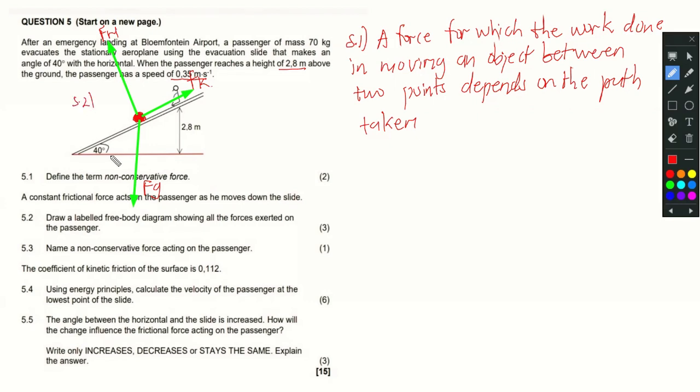So now we are on 5 marks already. Then 5.3 says, name a non-conservative force acting on the passenger. We have already discussed that examples of non-conservative forces are frictional forces, tension force, and applied force. But the only non-conservative force acting on the passenger as it slides down that slide is kinetic frictional force. So we'll just say frictional force. And just like that, at this point, we are at 6 marks, right?